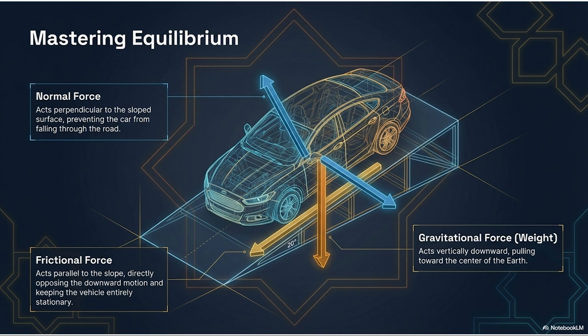You'd intuitively think gravity pulls, I don't know, down the hill. But gravity doesn't care about the angle of the street, does it? Not at all. Gravity operates on a strict vertical axis. The vector for gravity points straight down toward the exact center of the Earth, regardless of what surface the car is resting on. It is the ultimate anchor.